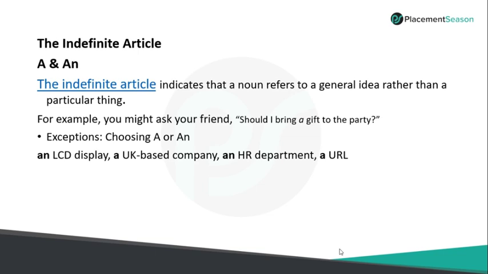Okay, and look at the third one, an HR department. Again, here the pronunciation has a vowel sound. So here HR takes 'an'.